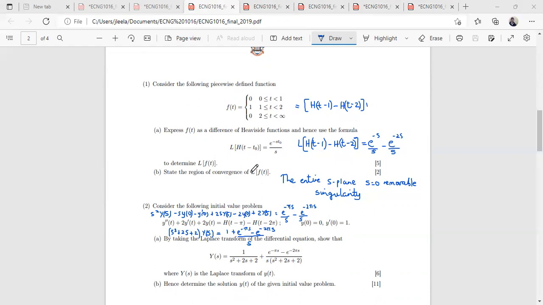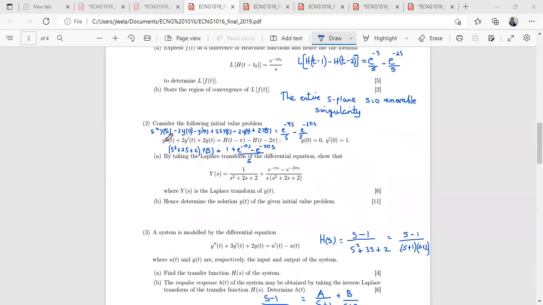State the region of convergence. Now, since you're dividing by s, the entire s plane, because s equals 0 is a removable singularity, which means the region is the entire s plane. So that was question 1. Pretty straightforward. Consider the following initial value problem.